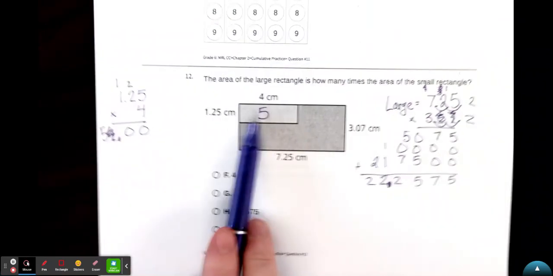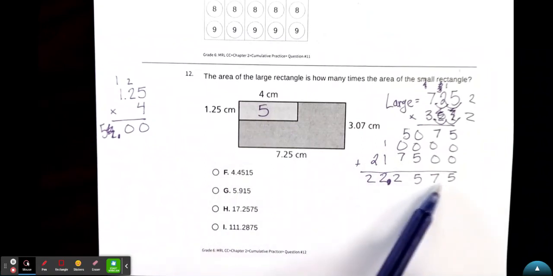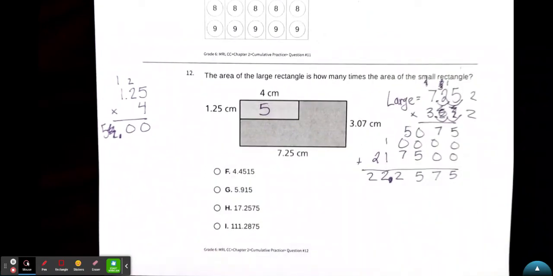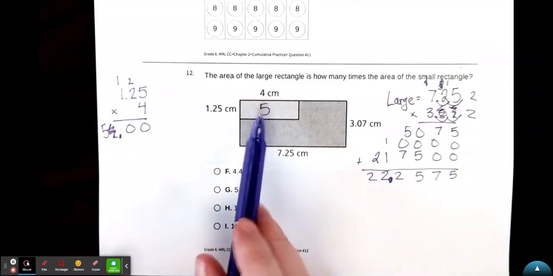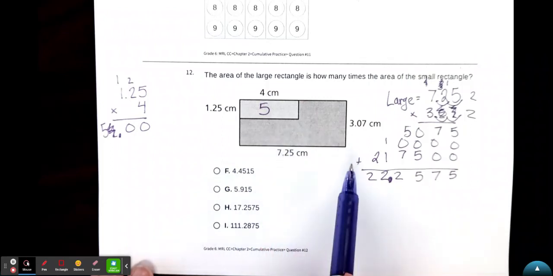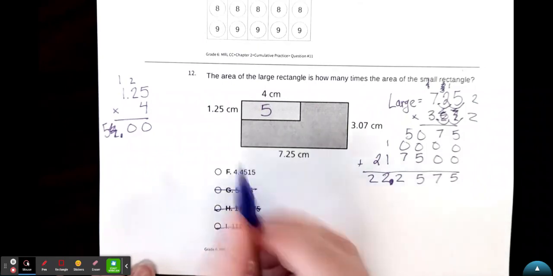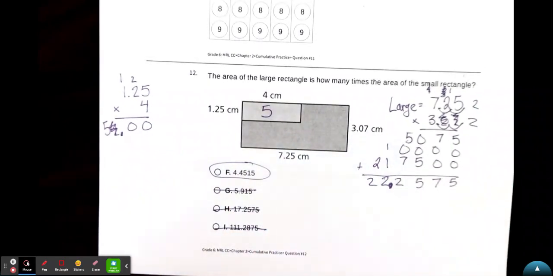Basically, we're asking what number we multiply 5 by to get 22.2575. So we know, just estimating, it's probably going to be one of these top ones. We know that 5 times 5 would give us 25, which is too much. So it's not going to be that one, it's not going to be that one, and it's not going to be that one. So our answer is F.